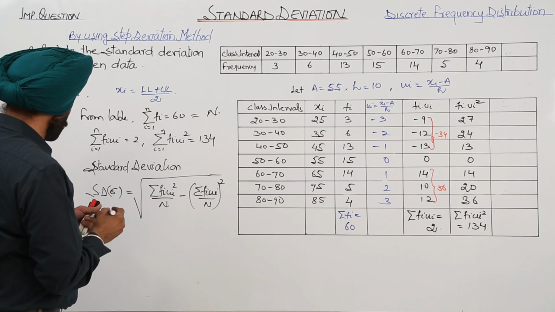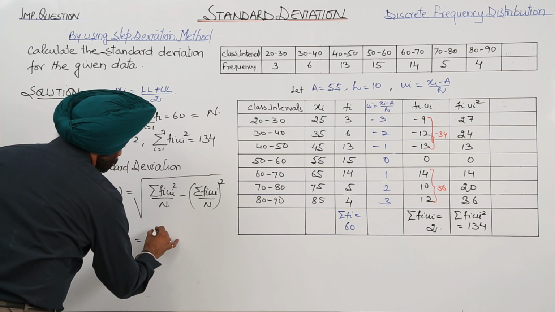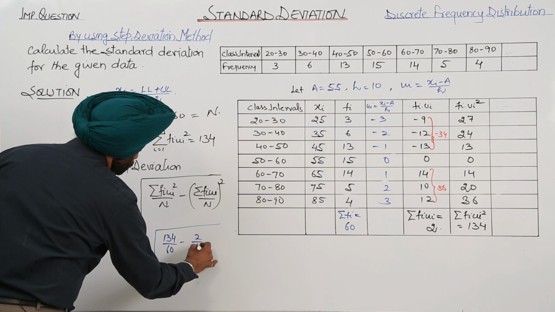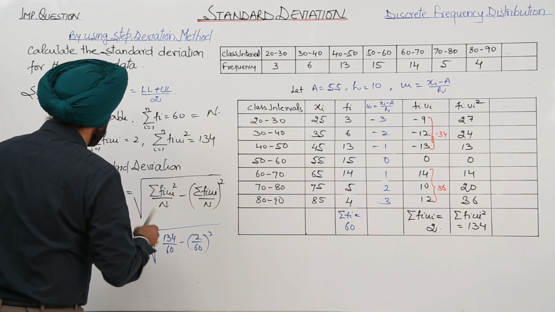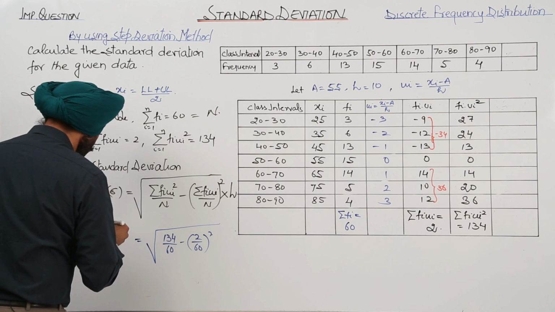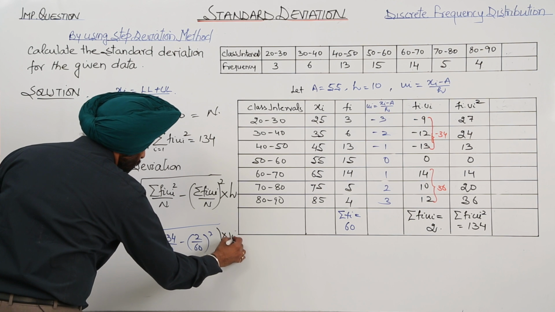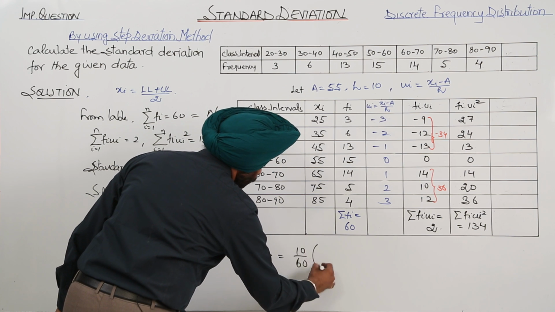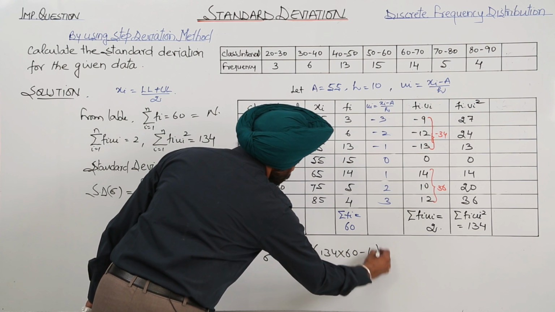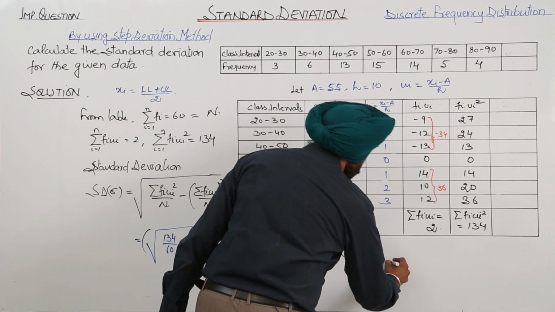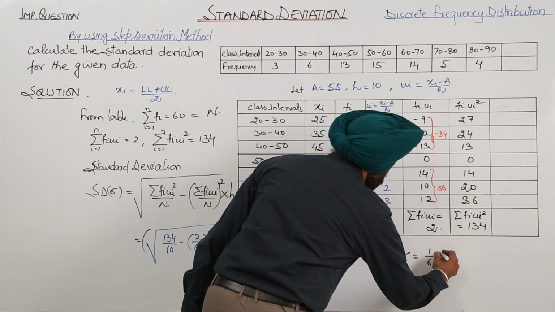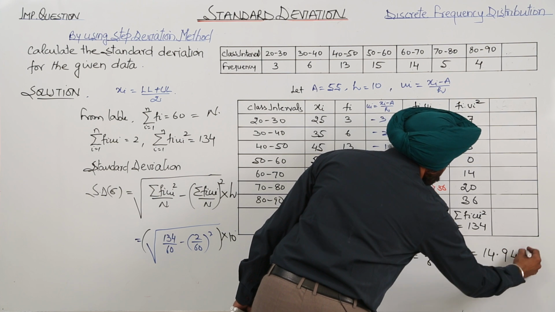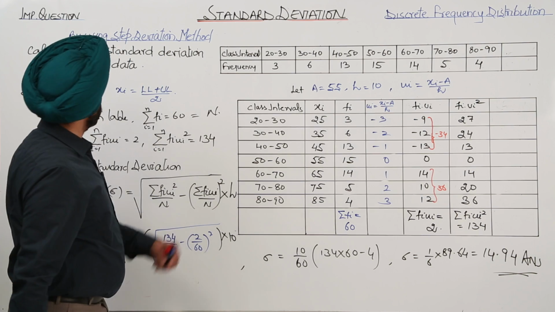Now let's evaluate the values. This is equal to 134 upon 60 minus 2 upon 60, whole square. Sorry, one thing I have missed, that was times h. So whole of this times 10 is equal to 10 upon 60, square root of 134 into 60 minus 4. So 1 upon 6 times 89.64, this is 14.94, the answer. So by the step deviation method it goes very easy.